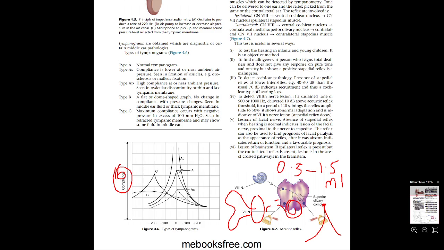Okay, it is the normal curve, and when this, as you can see, AS, this is an abnormal curve. S means stiffness. S means stiffness. Okay, and the compliance is lower than normal.